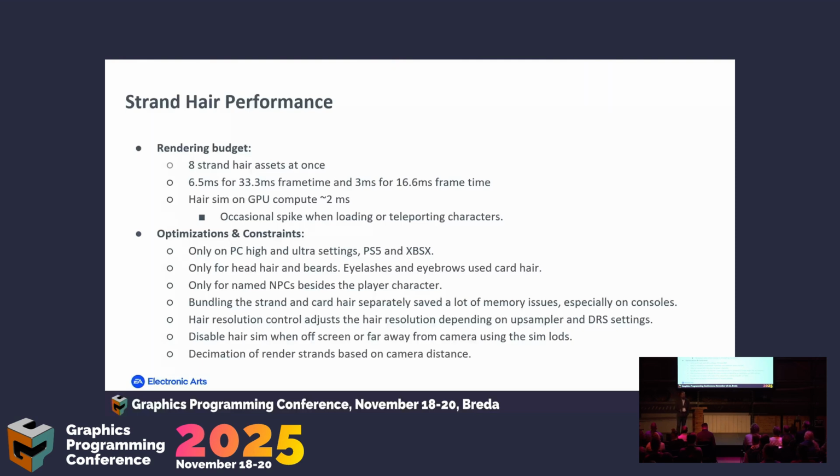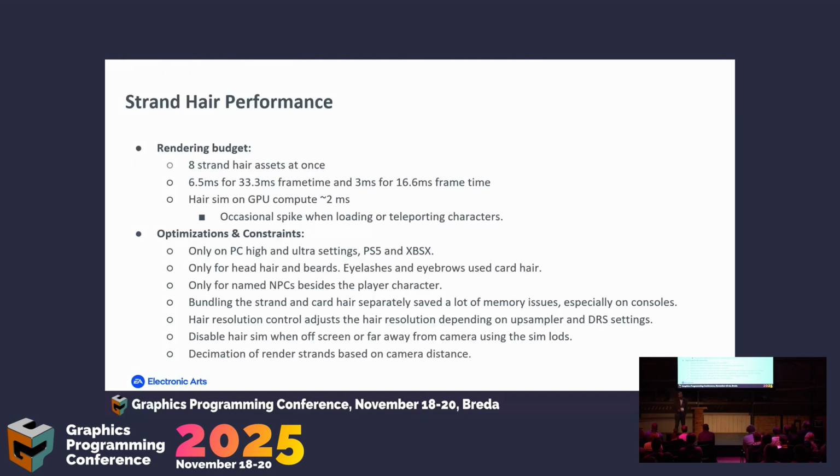The first one is we only did it for PC high and ultra settings and PS5 and Xbox Series X. Only the head hair and the beards were using strand hair. Eyelashes and eyebrows were such small assets that they did not benefit from using strand hair, so they were only card hair. Only the named NPCs that were deemed important by the artists for the narrative used strand hair. And we bundled the strand hair and card hair separately, even though they were in the same asset, so that we could save memory on consoles which had memory constraints. So for example, on Xbox Series S, we only loaded card hair.